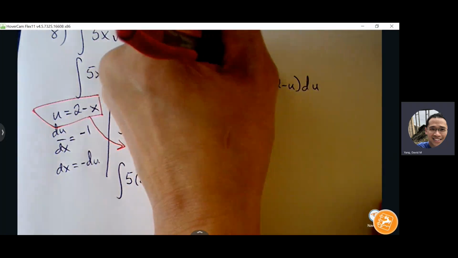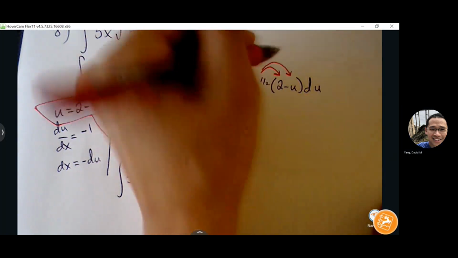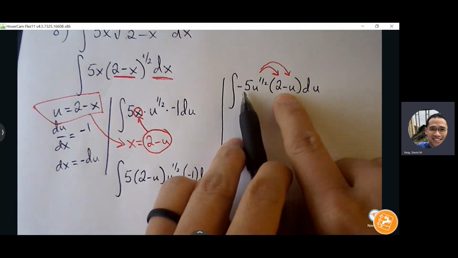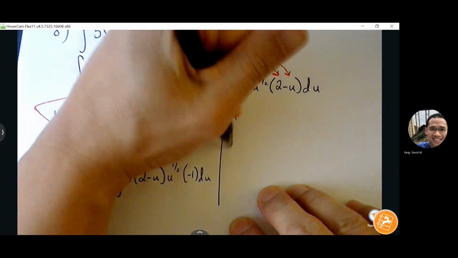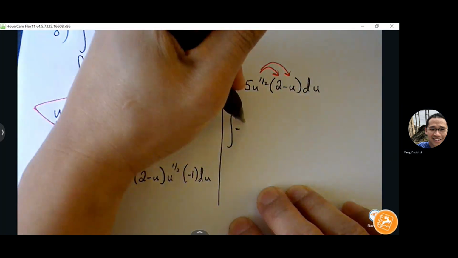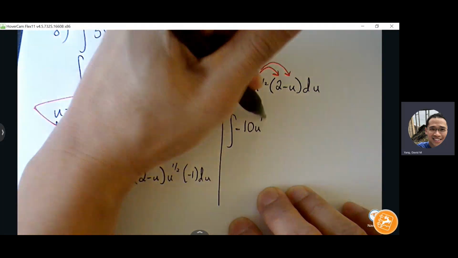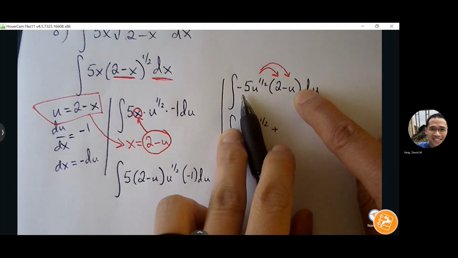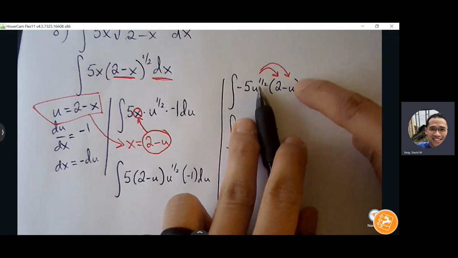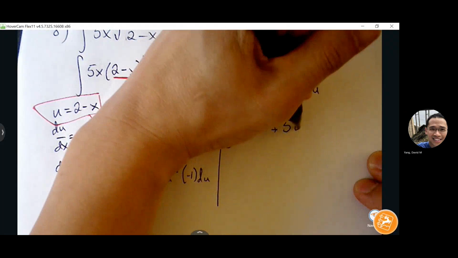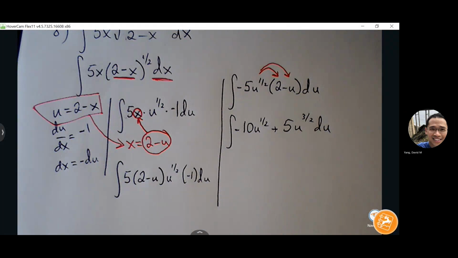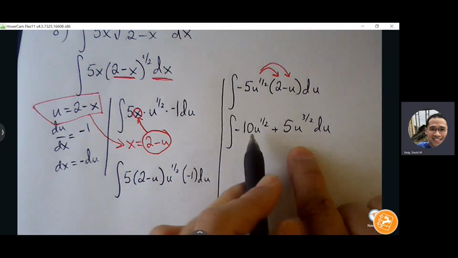So we still can't do power rule yet, but we're getting close. Once I distribute that through, I should be ready to go for power rule. So what's negative 5 u to the 1/2 times 2? Negative 10 u to the 1/2 plus 5 u to the 3/2, right? 1 plus 1/2 is 3/2. Right, so now everything is nice and clean. We can now do power rule.